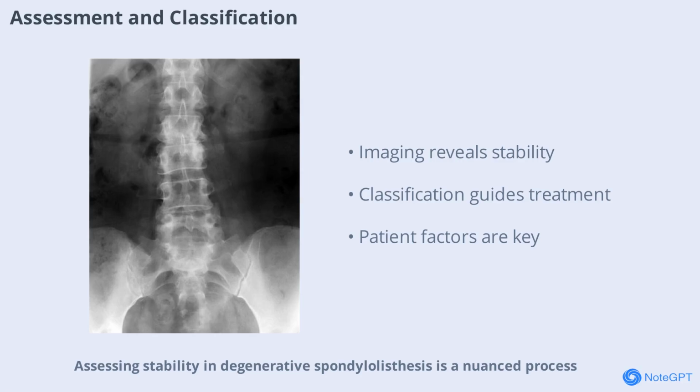Assessing stability in degenerative spondylolisthesis is a nuanced process. Not all cases are unstable. In fact, many are static and do not progress. Radiological imaging, such as standing lateral X-rays and MRI, helps determine the degree of vertebral movement and the presence of stenosis or nerve compression. Classification systems like the Wiltse and Meyerding grades, as well as newer systems such as CARDS and DSIC, help clinicians stratify patients and guide treatment decisions.